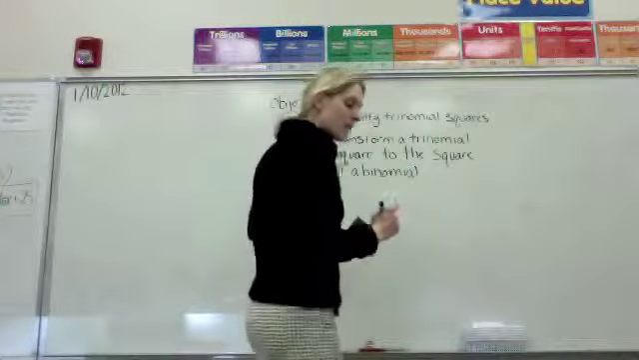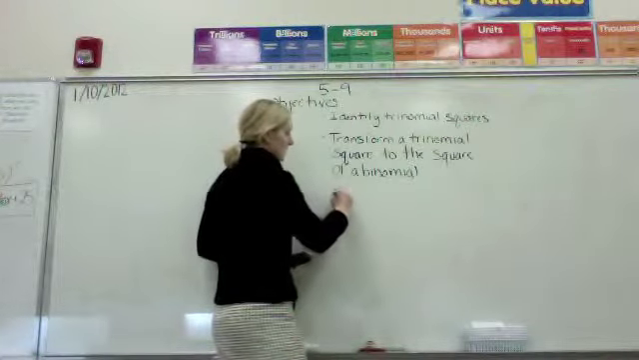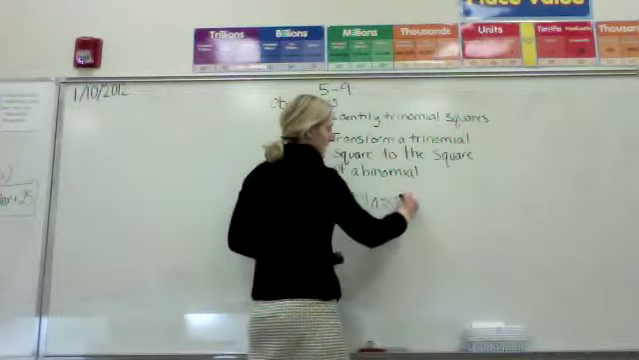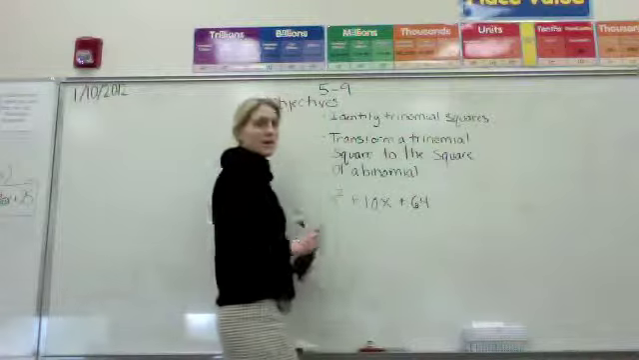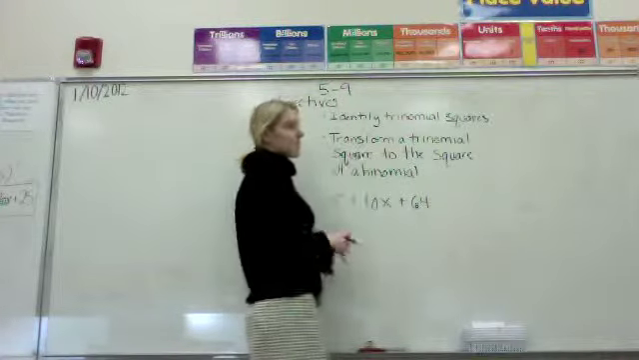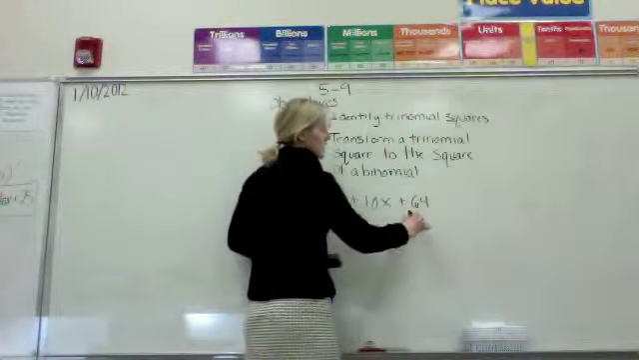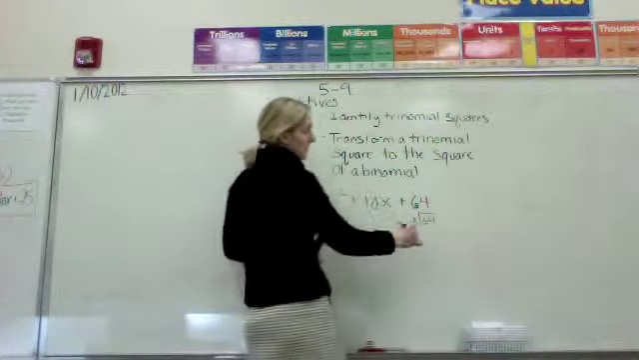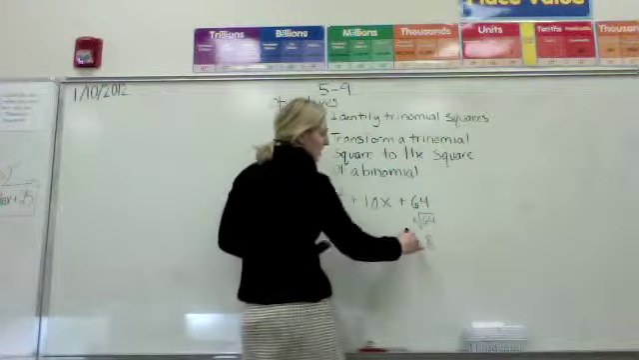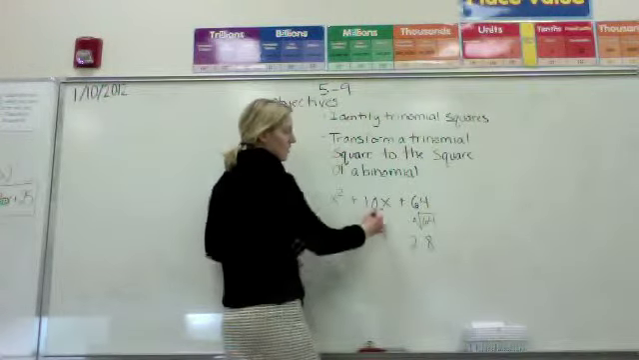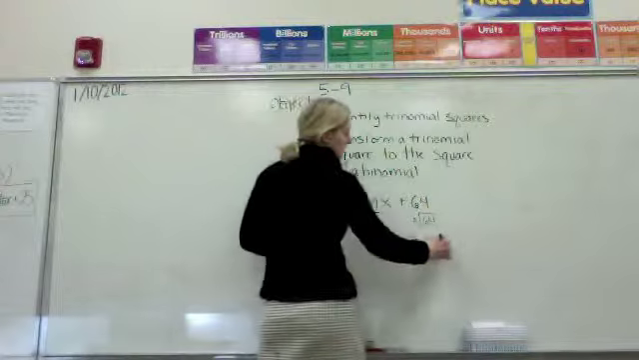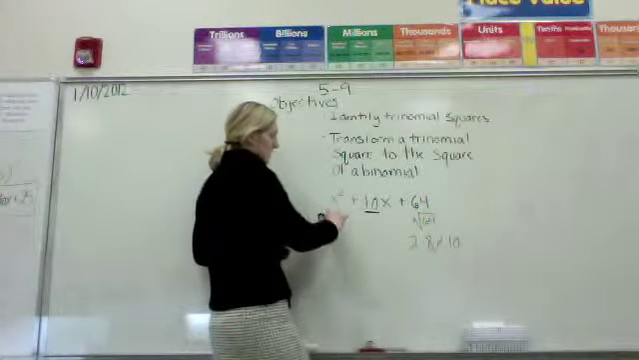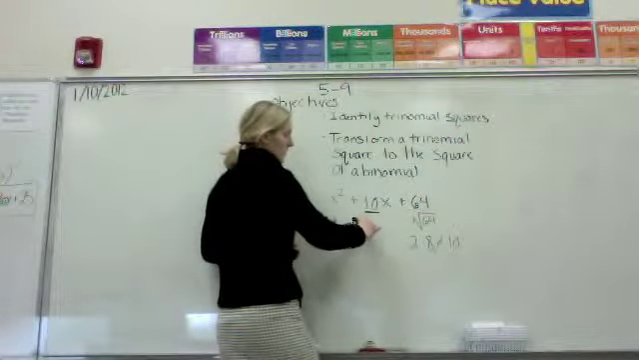If we have x squared plus 10x plus 64, I'm going to start off by identifying if it's a trinomial square. Taking the square root of the third term, that's 64. Square root of 64 is 8. Now, is 2 times 8 equal to the coefficient of my second term? No, it does not equal 10. So this is not a trinomial square.